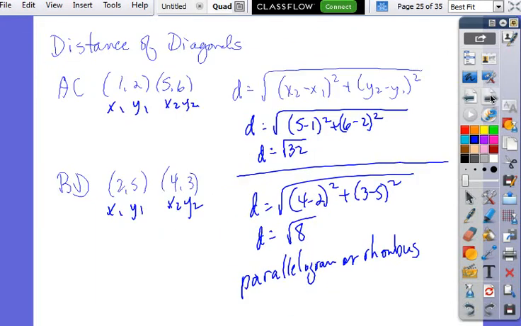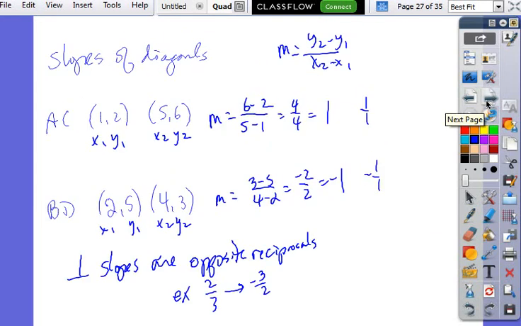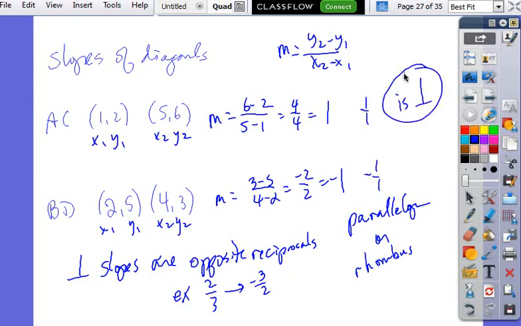Go back. Second step. I said it's either a parallelogram or a rhombus. So I know now it's a parallelogram or a rhombus. Which one of these, this is perpendicular. So which one has a perpendicular diagonal?